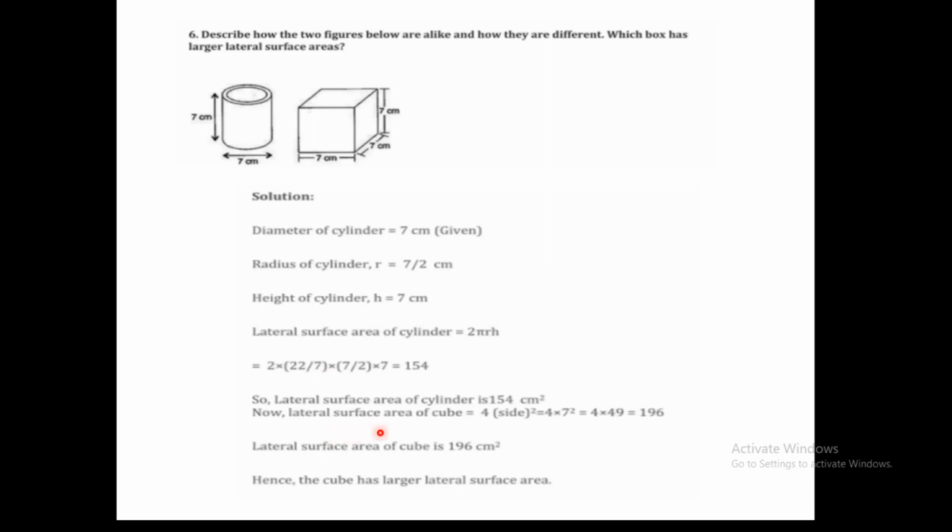Now we look at the lateral surface area of the cube, 4 into side square, so 196. Okay, so the lateral surface area of the cube is 196, so hence the cube has larger surface area.